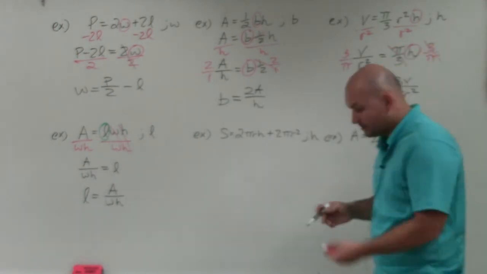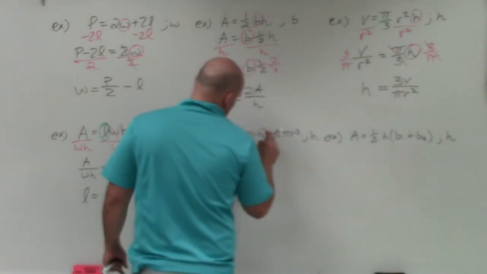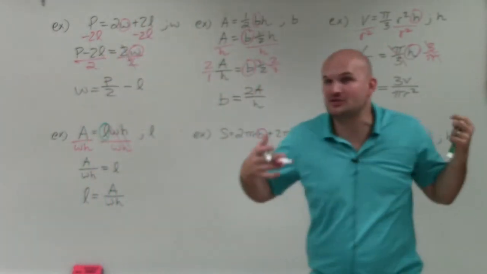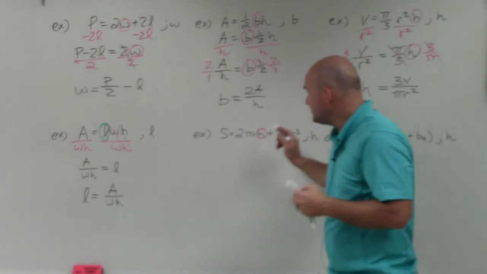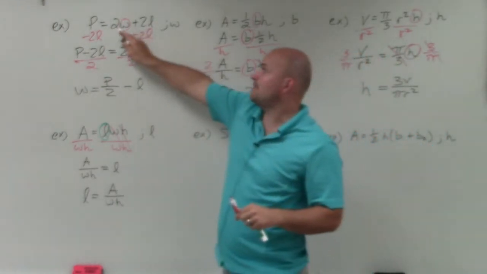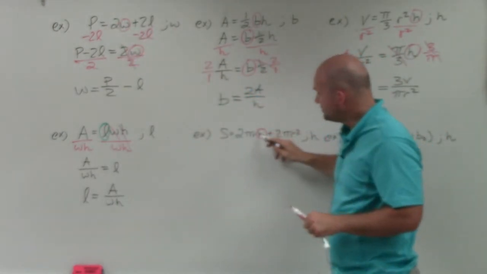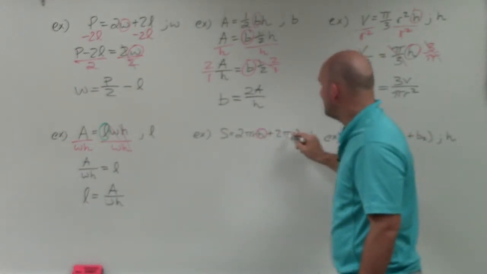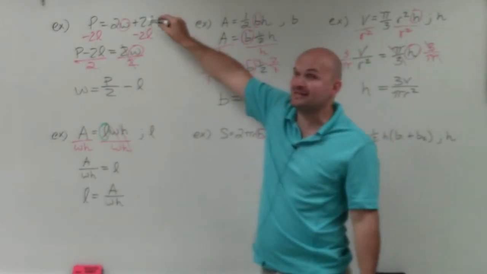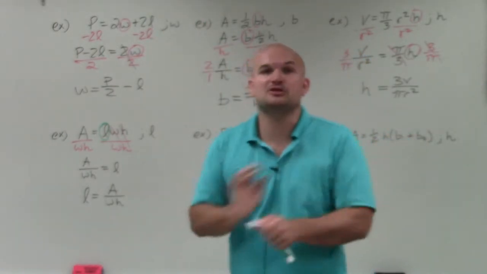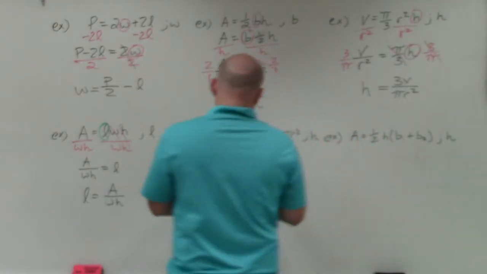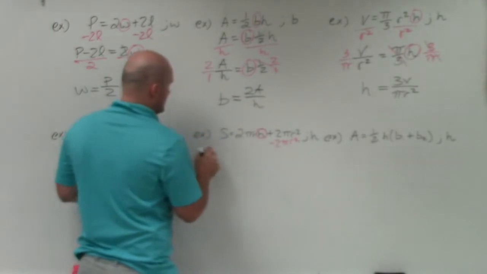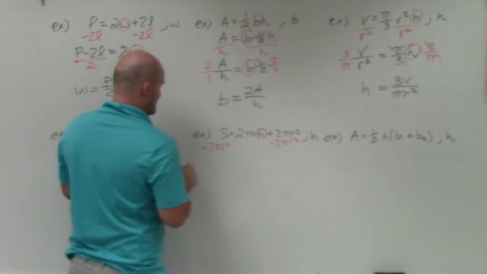OK, so now we can go to this one. When I isolate this, you can see this problem is almost exactly the same as that one. It just looks a lot more confusing. My h is being multiplied, but instead of just being multiplied by 2, now my circled variable is being multiplied by 2 pi r. That's OK. It's also being added by 2 pi r squared, which is a little different than being added by 2l. However, the operations that I'm going to do are exactly the same. So let's undo adding 2 pi r squared. I subtract 2 pi r squared on both sides.